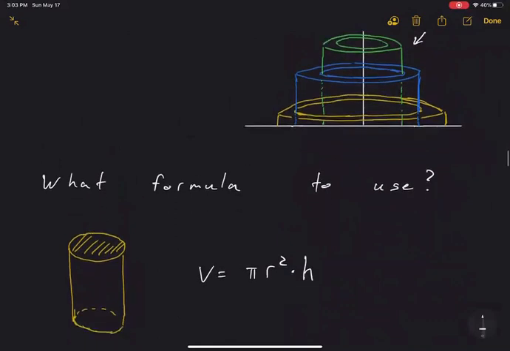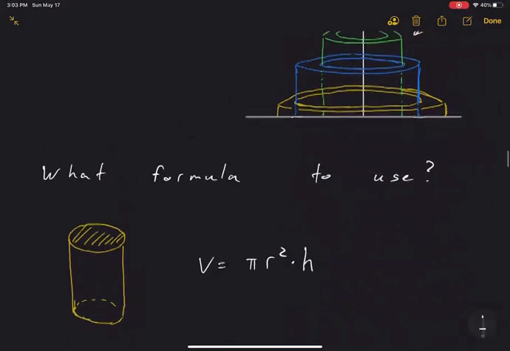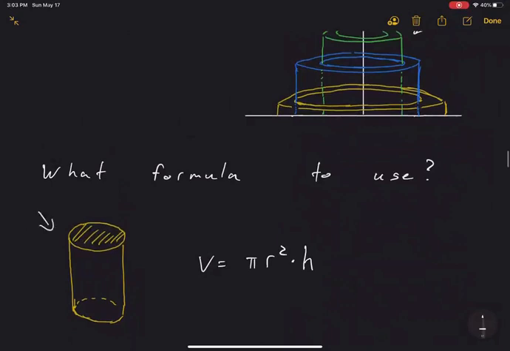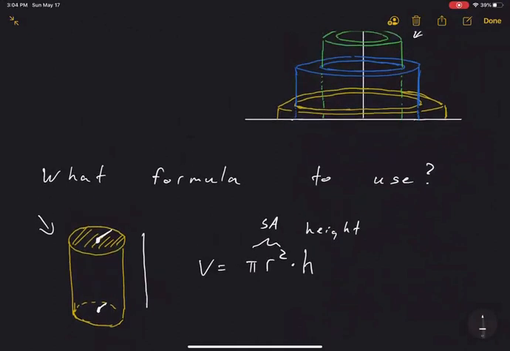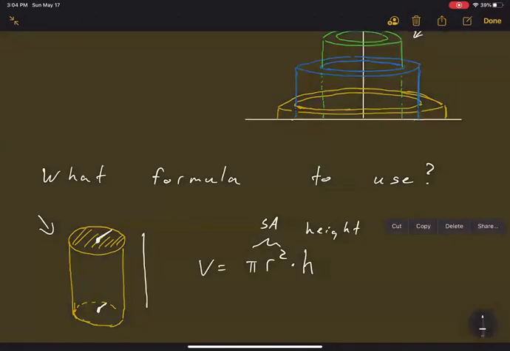Well, let's forget about hollow cylinders for a second and think about this yellow solid cylinder here. What's its volume? The volume of a cylinder is pi r squared times h, where r is the radius of the top or bottom base, either one, and h is the height of the cylinder. So this is basically the area of the base, and this is the height of the cylinder. If we multiply the two together, we get the volume of a cylinder.